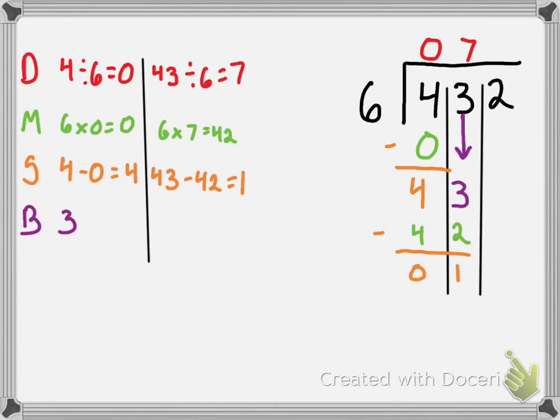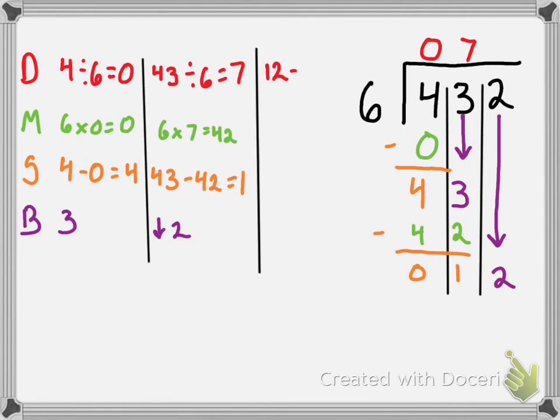Next step is to bring down. So I'm going to bring down the 2 that's in the ones place at the very end of my problem. Bring all the way down and put it next to the 1. So my new number is 12. And I'm going to start my process over and do divide, which is 12 divided by 6.